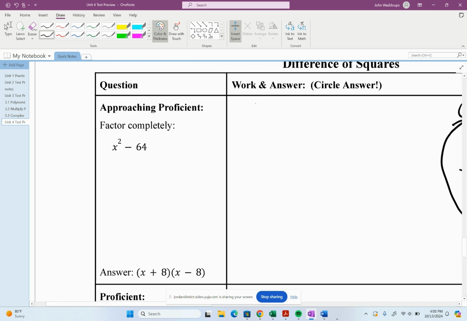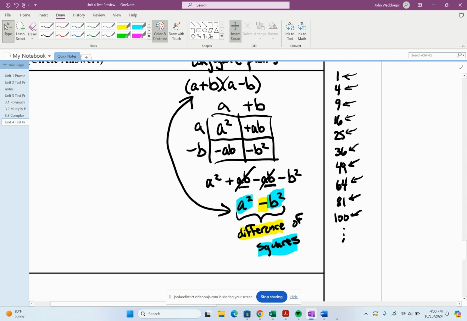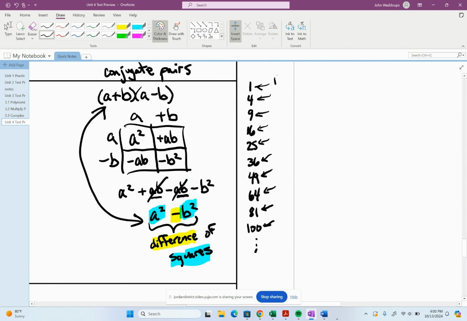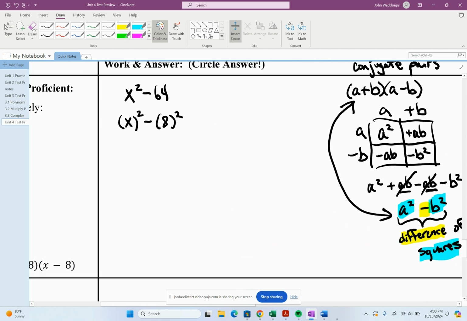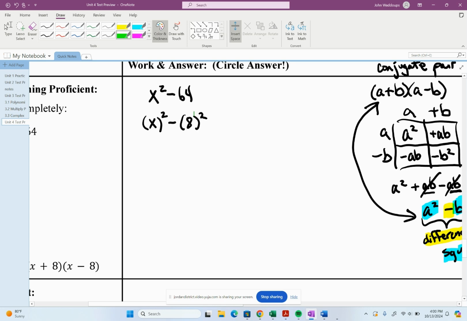And so over here I get x squared minus 64, and I can think of that as x squared minus 8 squared. Again, recognizing that this is 1 squared, 2 squared, 3 squared, 4 squared, 5 squared, 6 squared, 7 squared, 8 squared, 9 squared, and 10 squared, that 64 is 8 squared. So I can just rewrite that 64 as 8 squared.